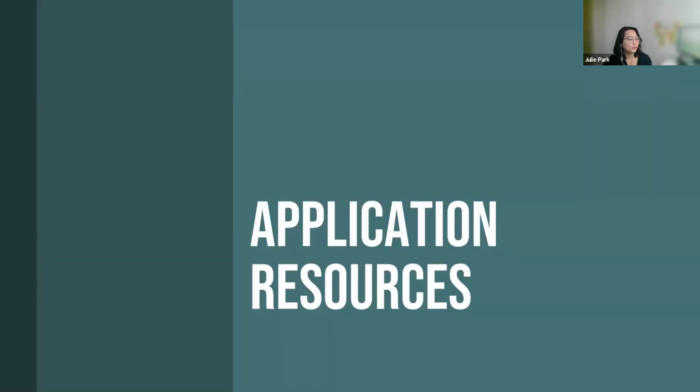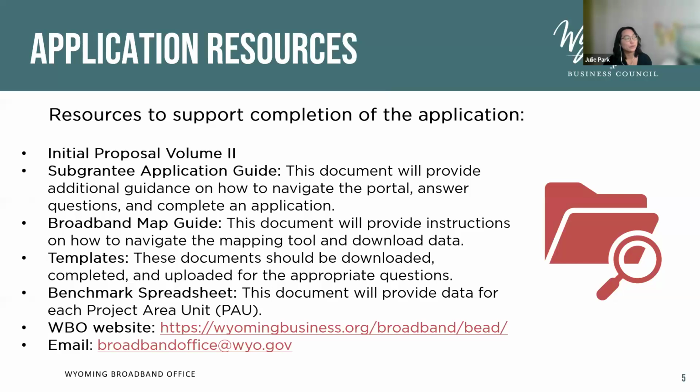So first, the resources, and this is very similar to the pre-qualification application that most of you have completed. I just want to highlight these and help you navigate which ones are critical, I think, to completing and submitting a good application. So first is the initial proposal volume 2, or IPv2. This is what Wyoming submitted to NTIA, and it has guided the development of this grant application, the program itself, and the questions and requirements. So I will always recommend referencing IPv2.